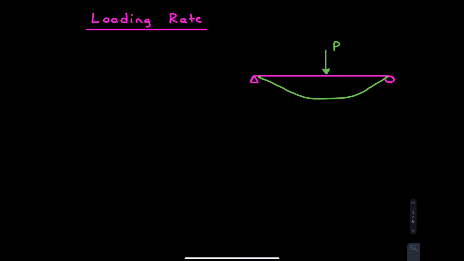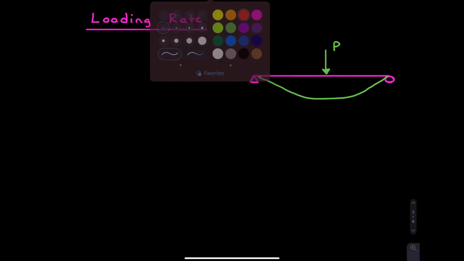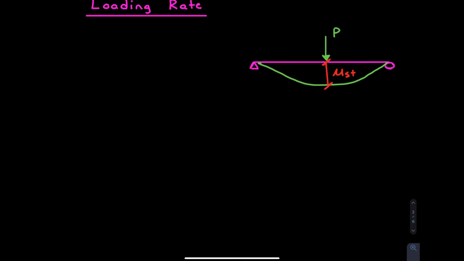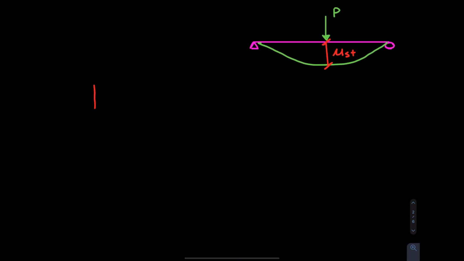Now, in our current analysis, this deflection right here, this midspan deflection, we call the static deflection. So we say it's U_ST, the static deflection under the load P. So I'm going to do a very nice plot here, and this plot should hopefully answer a lot of the questions when it comes to loading rate in dynamics.